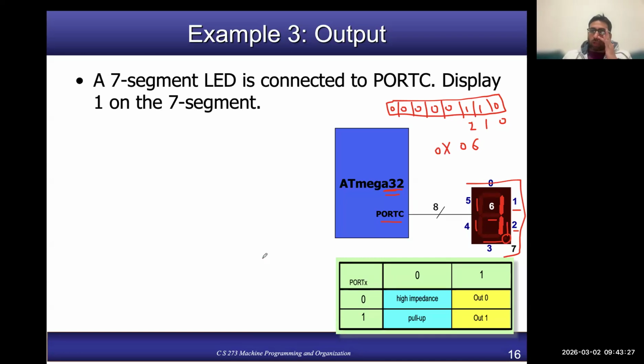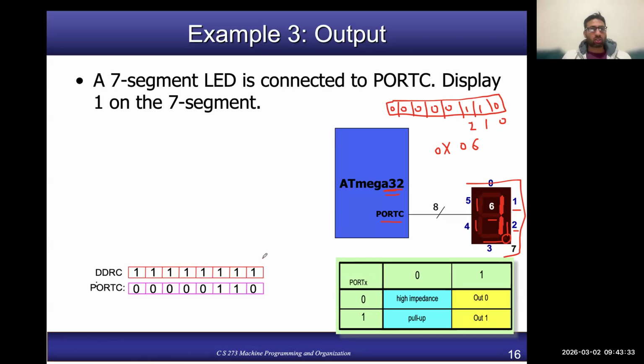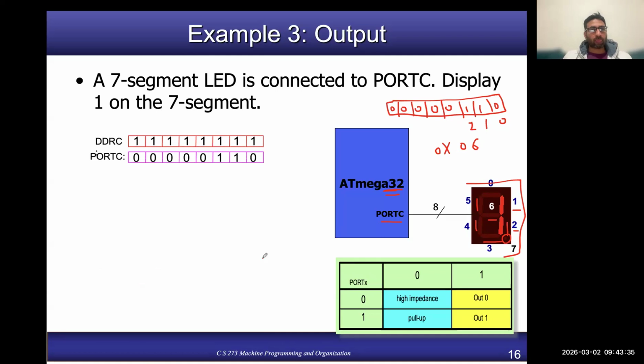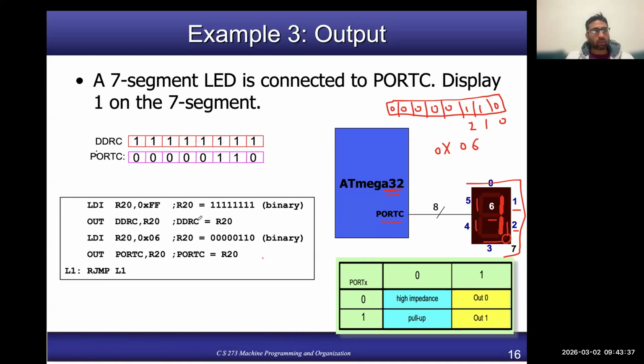So once you know what values are supposed to be written in the DDRC register and the port C register, then the rest is straightforward. You just need to write your program. First you are putting 0xFF in the R20 register, and then you are sending R20 to DDRC to configure the port C in the output mode.